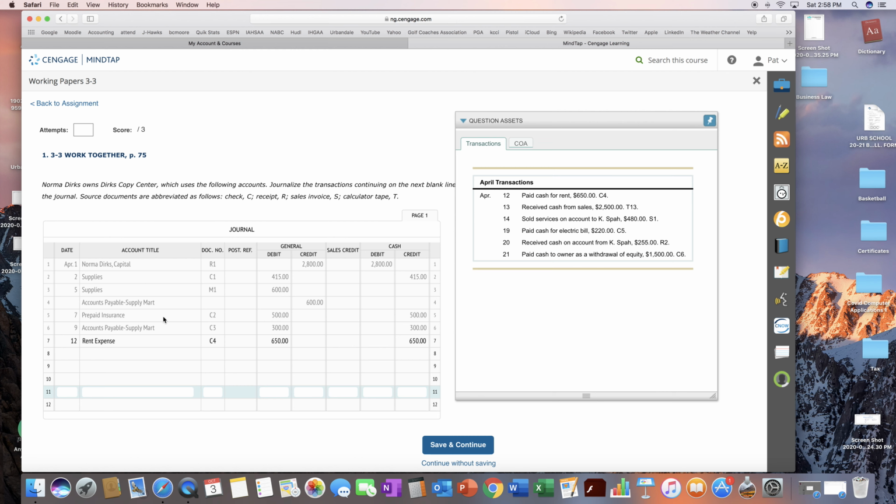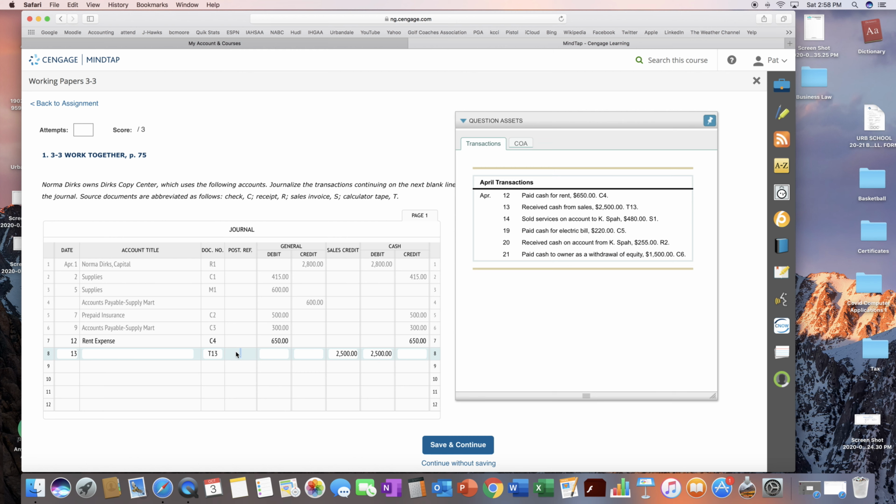It lowers owner's equity. And whenever you see paid cash and C4 as the source document, we know we're lowering cash. Receive cash from sales on the 13th. Now this is not going to have an account title. Why? Because we're not putting anything in the general. We receive cash. We know we're debiting cash for $2,500, and it's a sale because it's from our cash register tape, which happened on the 13th. So we use the source document T13.